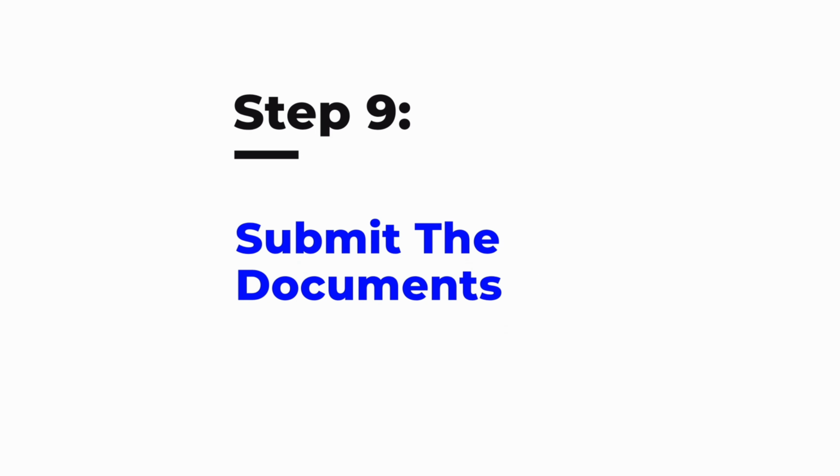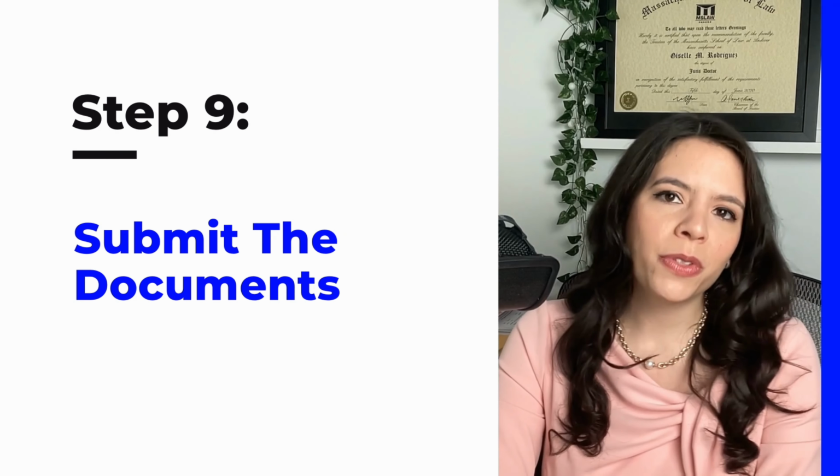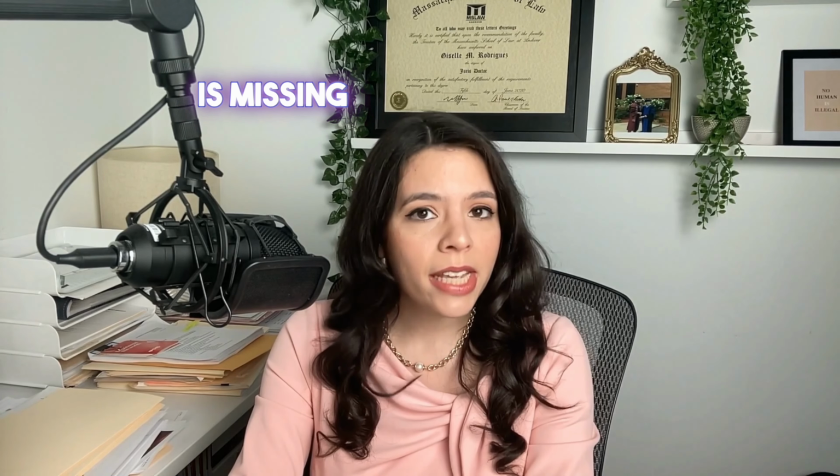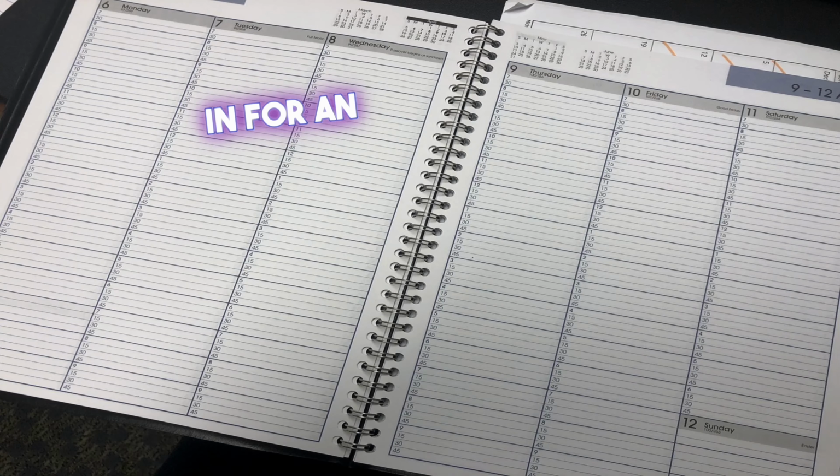Step 9, submit the documents. After you upload the documents, the National Visa Center will let you know if any document is missing or incorrect, and they will notify you so that you can re-upload any required documents. After reviewing your submissions and confirming that all the fees and documents are complete, the National Visa Center will let you know, and then they will later coordinate with the embassy or consulate to schedule you in for an interview.